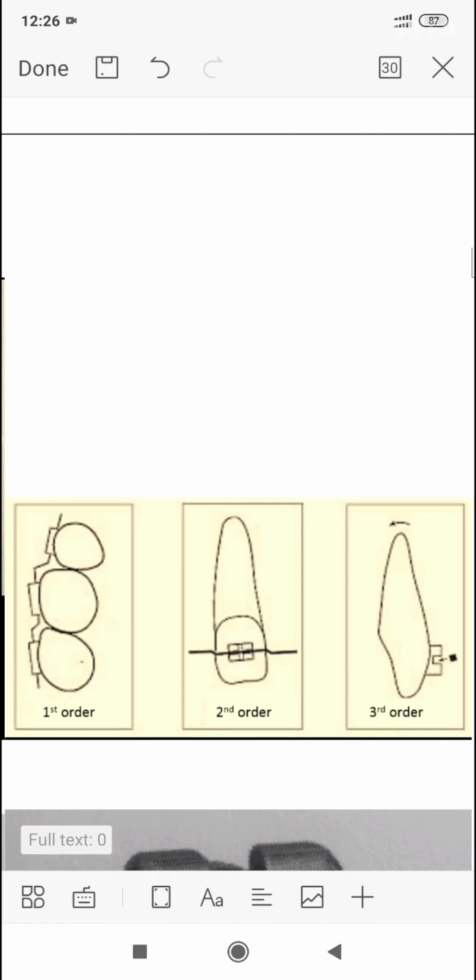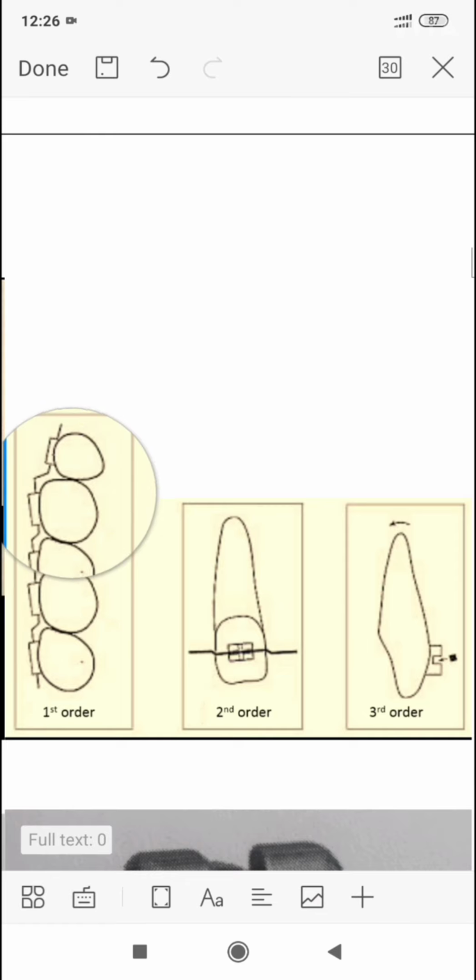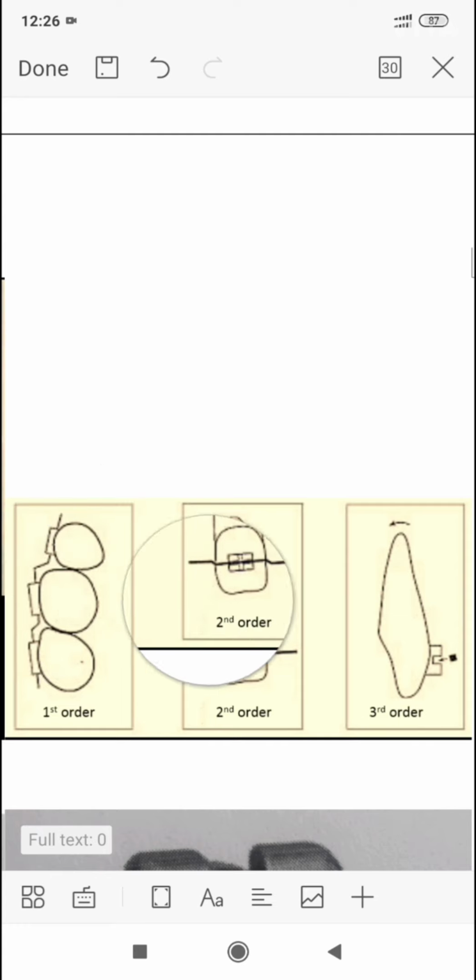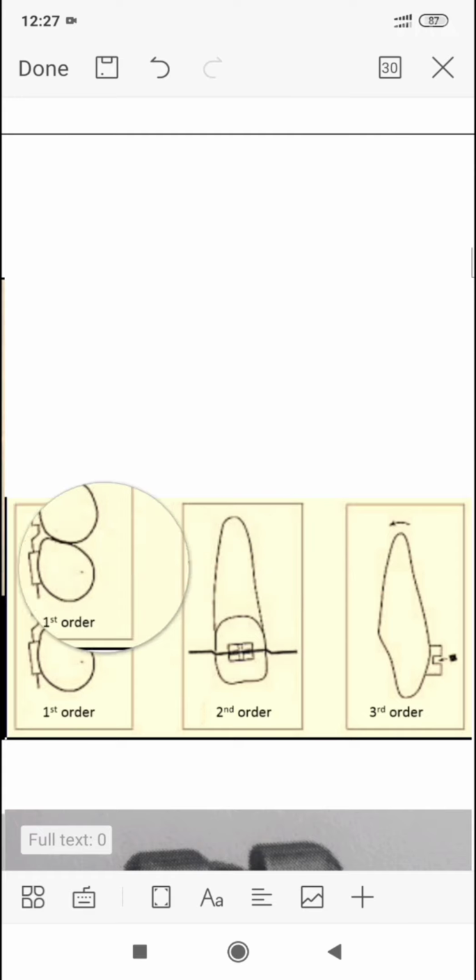So what is this first order, second order and third order? In the first order, as you see, it is given in the horizontal direction. Second order is given in the vertical direction. You can see the vertical slot here. And these are horizontal slots.